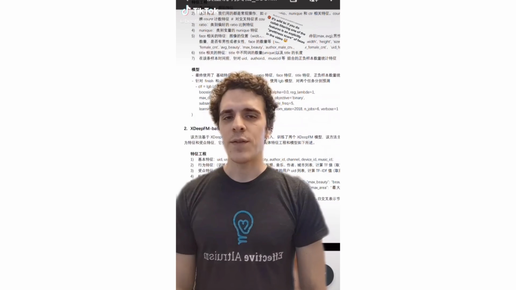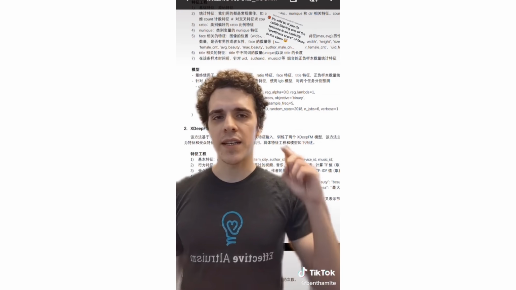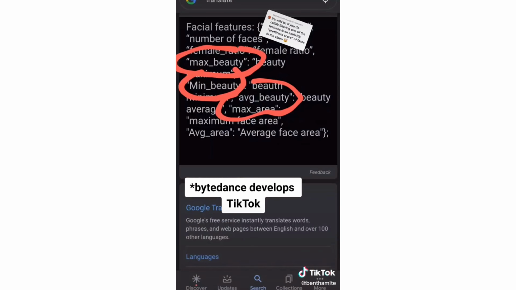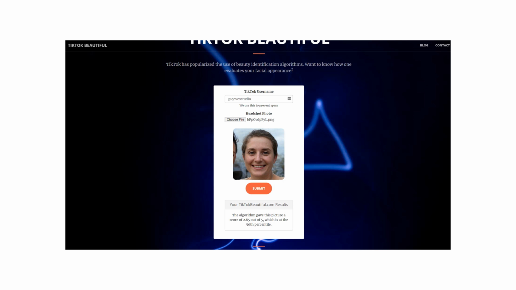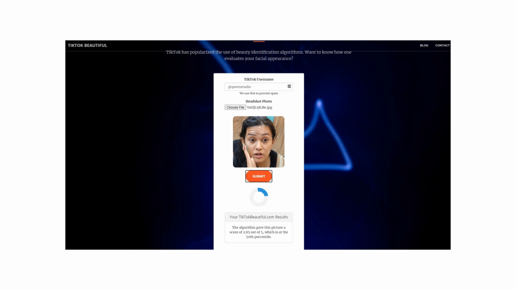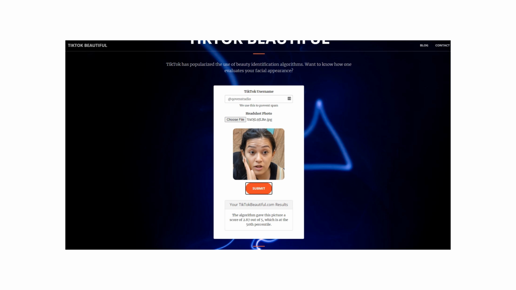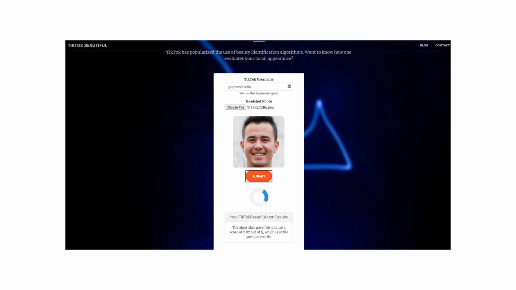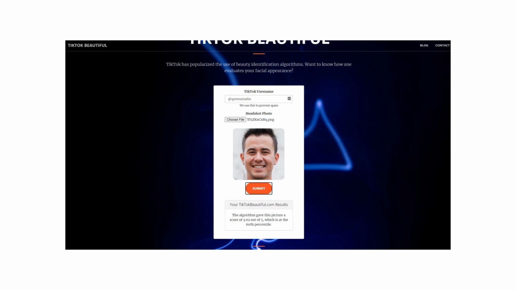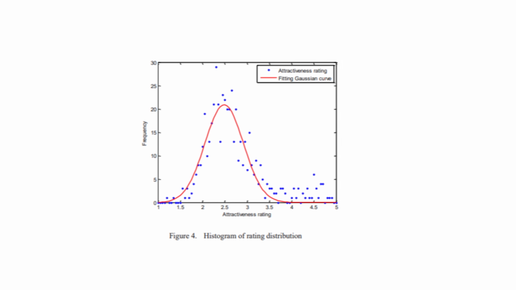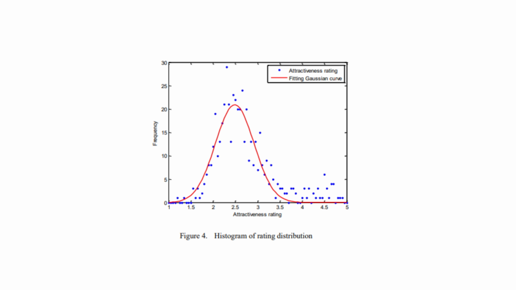And so Benthamite from TikTok has actually uploaded a similar algorithm, which he found online, and put it up on tiktokbeautiful.com. Using computer-generated images from thispersondoesnotexist.com, it gave a tight range of scores from 2.5 to 3.5 out of 5, which is to be expected because that's where the bell curve of attractiveness lies for most people. Only 1 in 100 or so images would actually get a 4 or 5. And I'd agree with the ratings and say that they're pretty accurate.